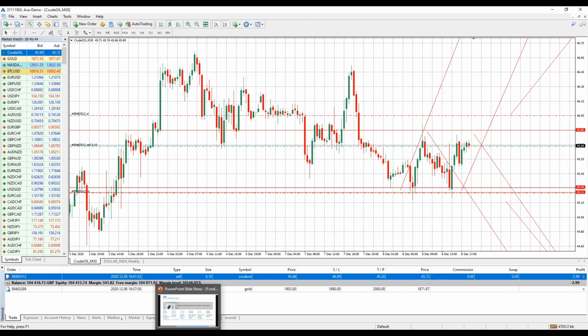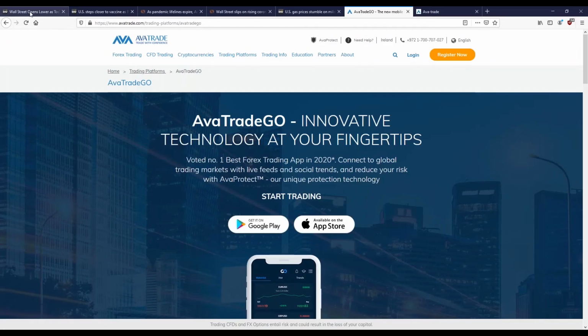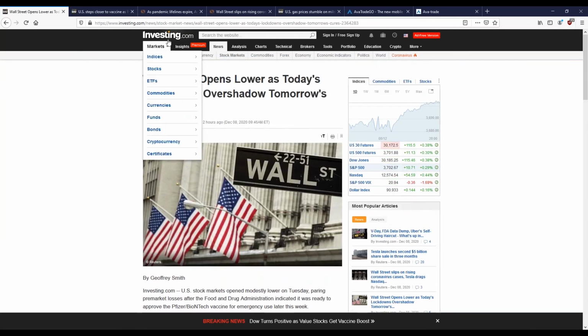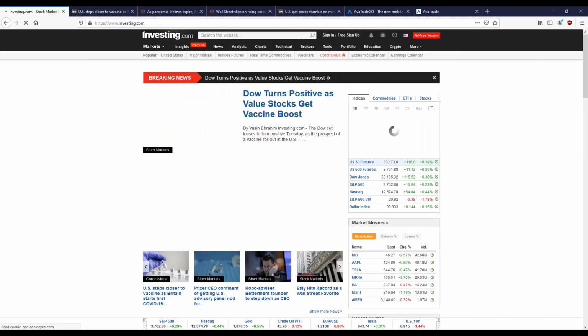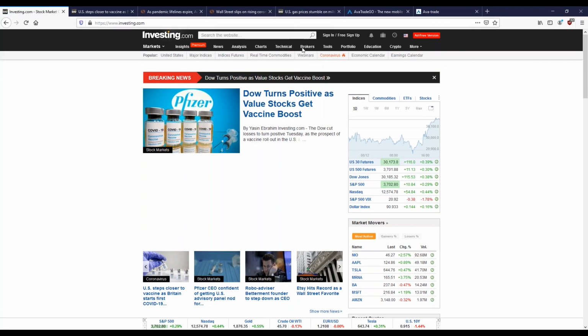I mentioned we would take a look at the other type of fundamental news that's been occurring today. So if we look at the economic calendar, if you go to some place like investing.com, yeah, talk about a late headline. Dow turns positive as value stocks get vaccine boost. You know, we already knew that, right? We saw it coming hours and hours ago, really. We didn't need this late headline.